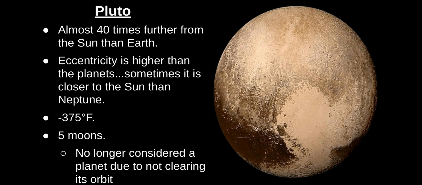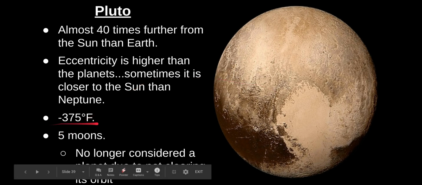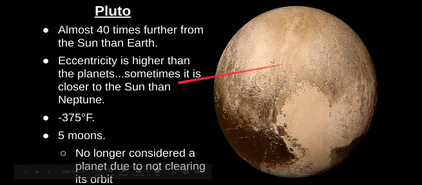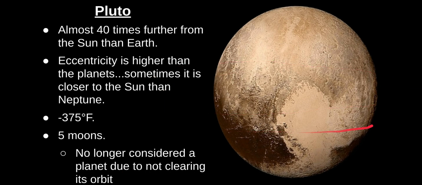Next up, we can't forget Pluto, even though it's no longer considered a planet. Pluto is almost 40 times further from the sun than Earth. It is an even colder planet, at negative 375 degrees. Even though it's so small, it still has captured 5 moons orbiting it.